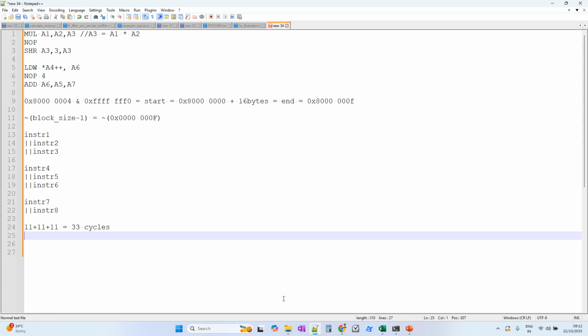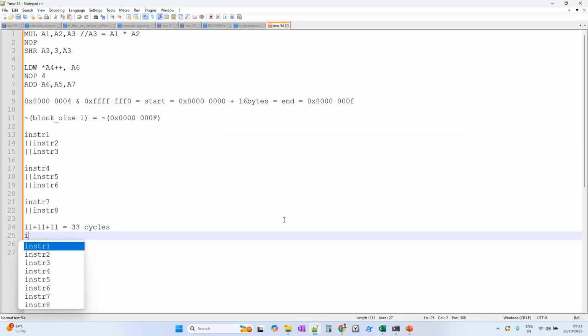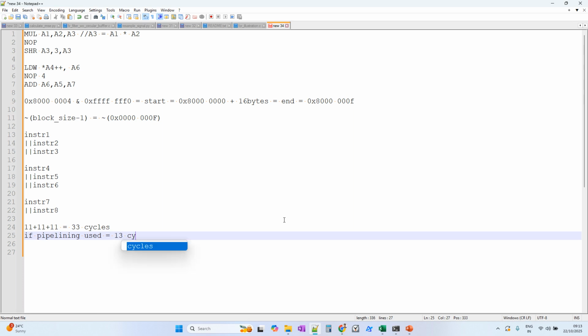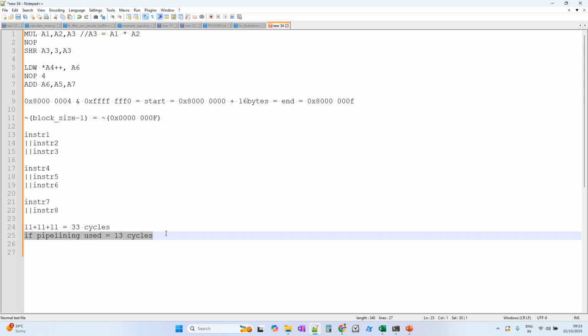If you do pipelining, what will happen? The first one will take 11 cycles. The next one, because it is overlapping with this, will take only 12 cycles. So by the 13th cycle itself, n+2, all the instructions are done. If pipelining is used, this will come out to be 13 cycles. So see how many cycles you have saved. Each one independently means 33 cycles, and if you are using pipelining, then 13 cycles will be enough for the 3 instructions.